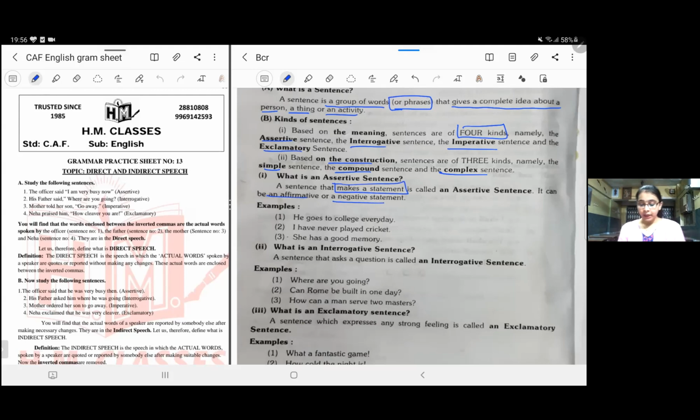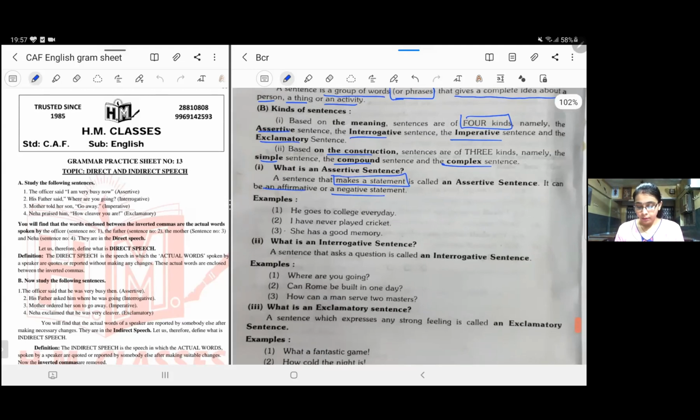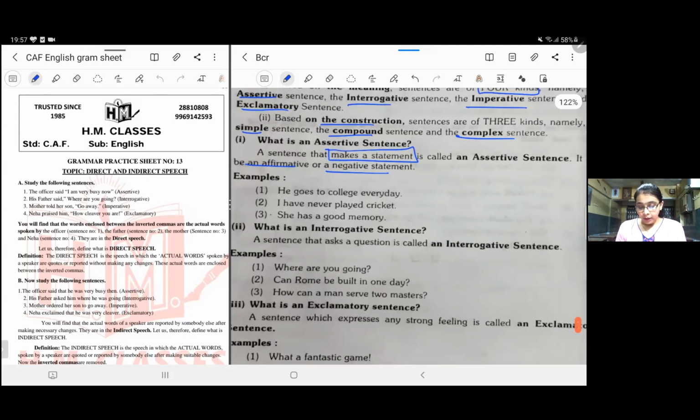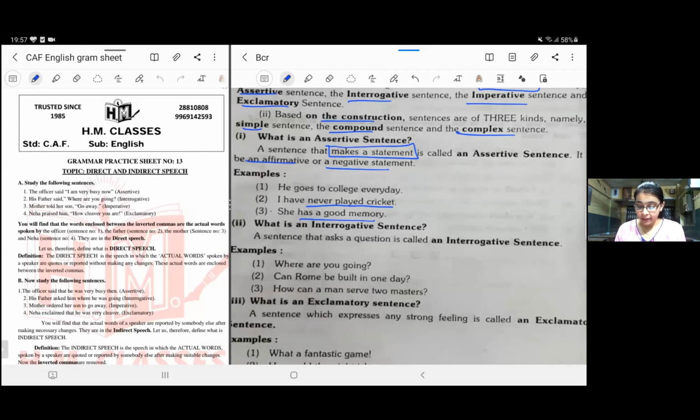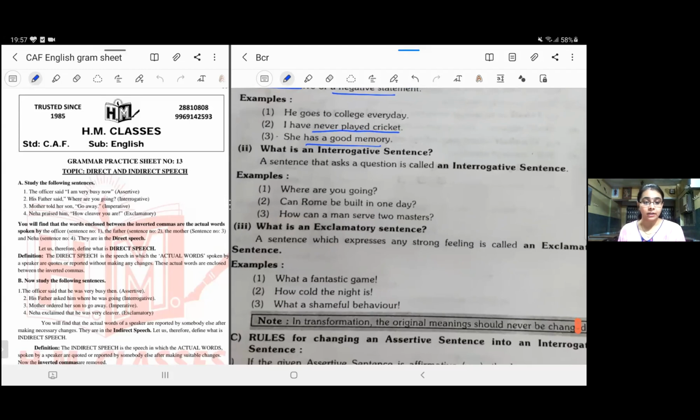Example, see this. He goes to college every day. He never played cricket. Never, it is a negative. उसने कभी cricket ही नहीं खेला. It is an assertive sentence, but an assertive negative statement. She has a good memory. It is an assertive sentence, but affirmative. It is a positive sentence. Right?